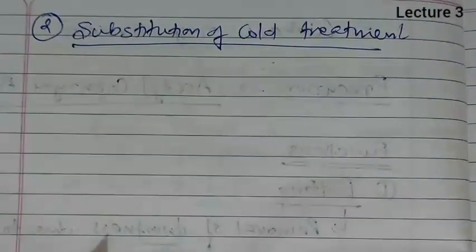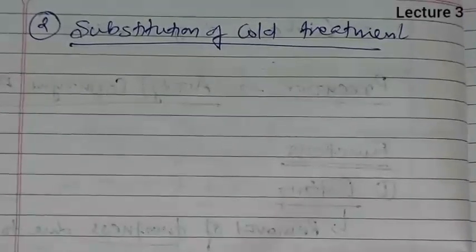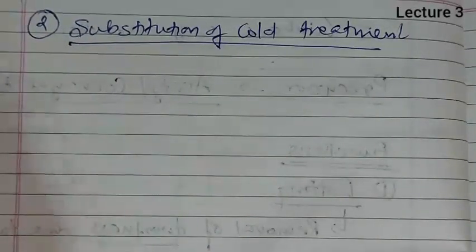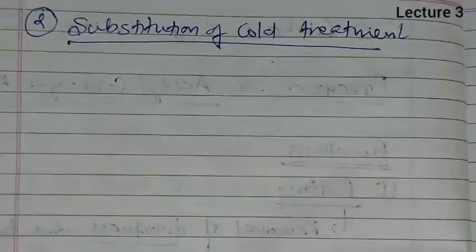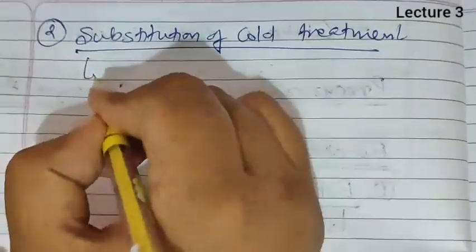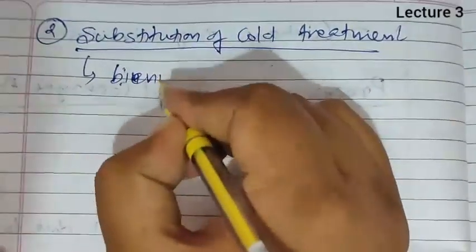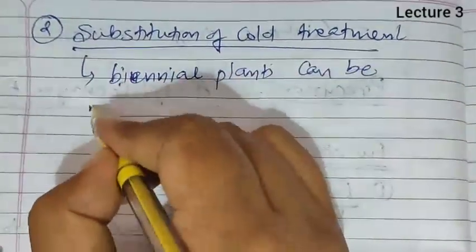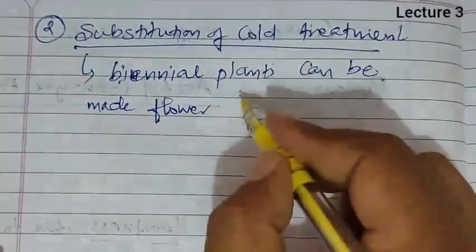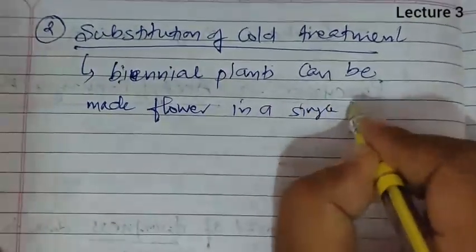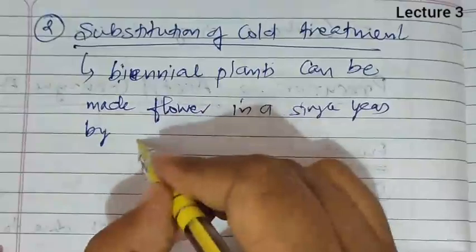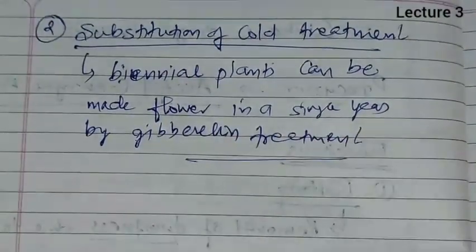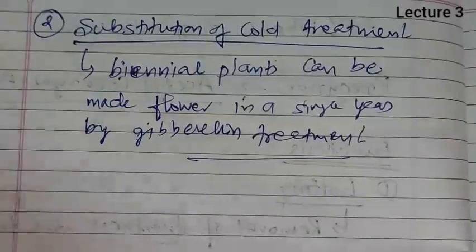Substitution of cold treatment. Actually, in case of biennial plants, they flower only when they receive a low temperature during the winter season. Such plants which require a low temperature, however, flower after gibberellin treatment, even if they do not receive a suitable low temperature. Thus, biennial plants can be made to flower in a single year by gibberellin treatment, because this gibberellin treatment will accomplish the requirement of low temperature for these biennial plants.